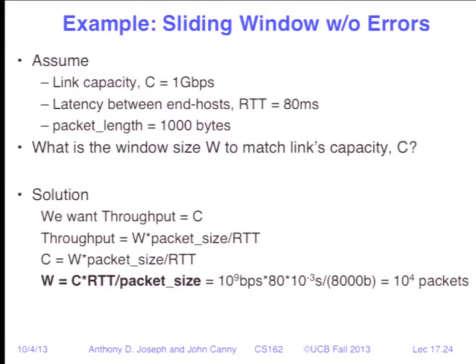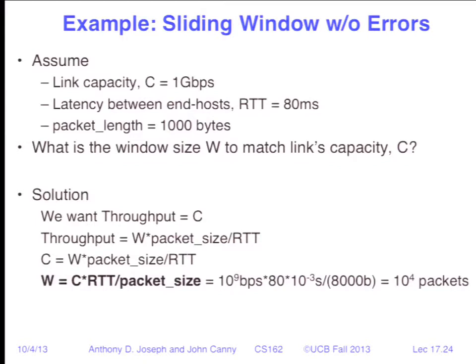All right. So if we set our window size to 10,000, we will be perfectly aligned with the bandwidth of the link. Right? Because every time we complete a round trip time, we'll have sent 10,000 packets worth of data, which will fill that gigabit link. Yes?